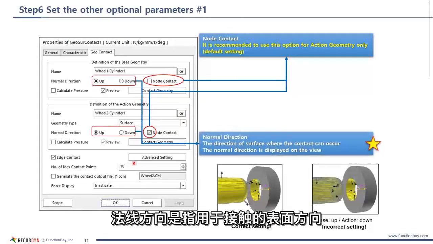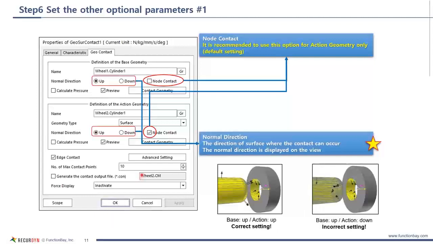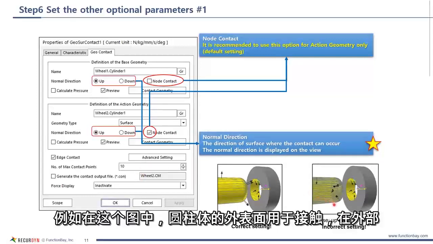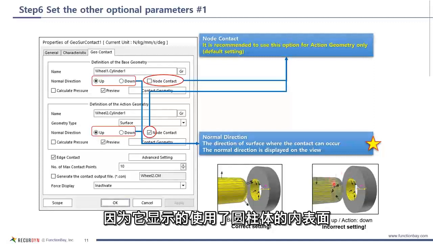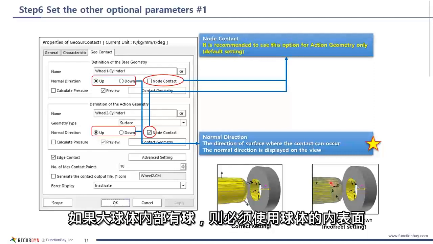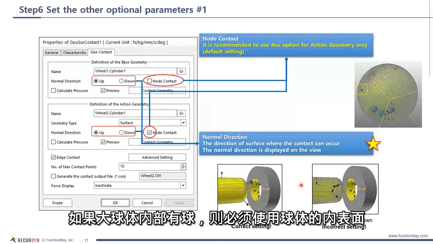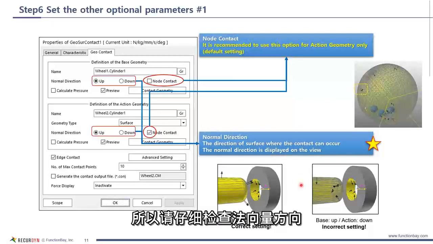Normal direction means the direction of the surface that is used for contact. For example, in this image, the external surface of the cylinder is used for contact, the outside. So, in the image on the right, the direction setting is incorrect because it shows that internal surface of the cylinder is used. If there are balls inside the big sphere, the internal surface of the sphere must be used. So, please check the normal vector direction carefully.